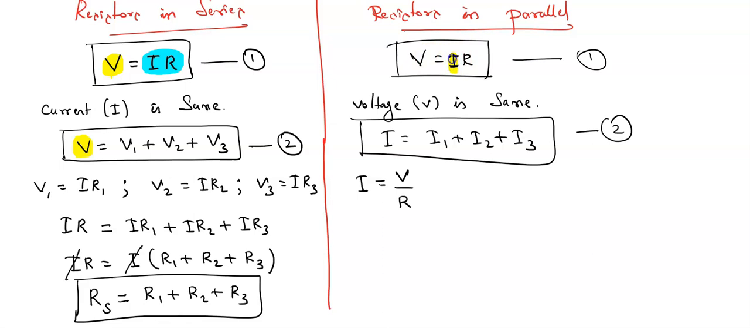From this equation I will keep I here as it is, R I will cross multiply down. So what happens? It becomes V by R. So I is equal to V by R. Got it?